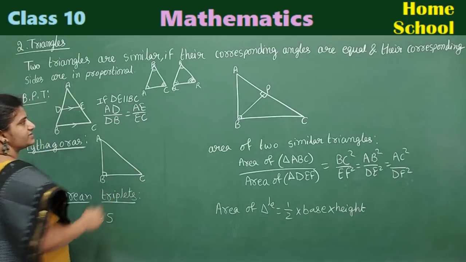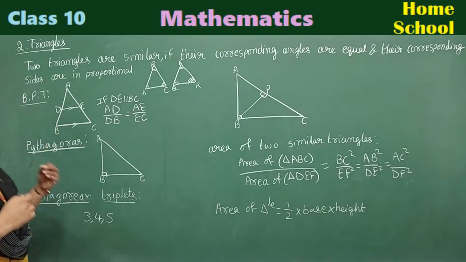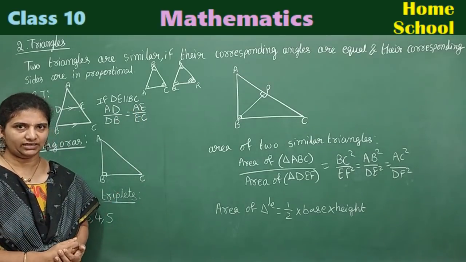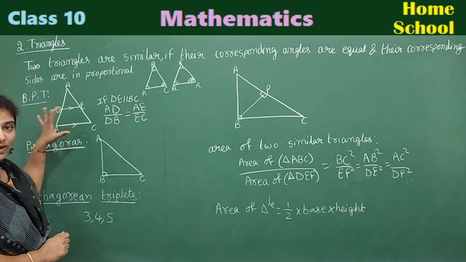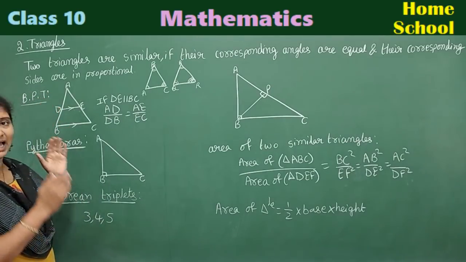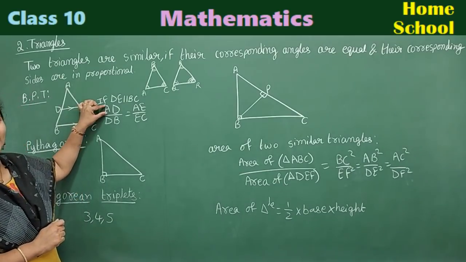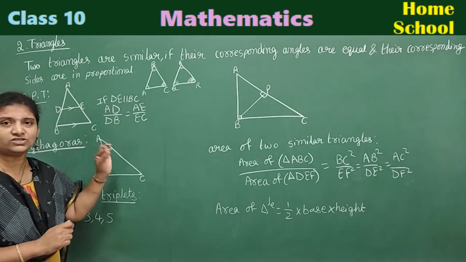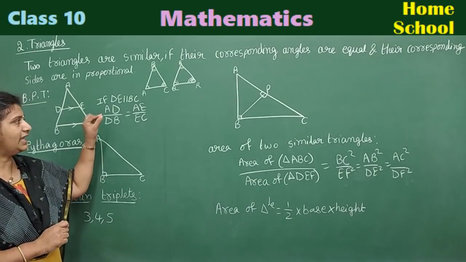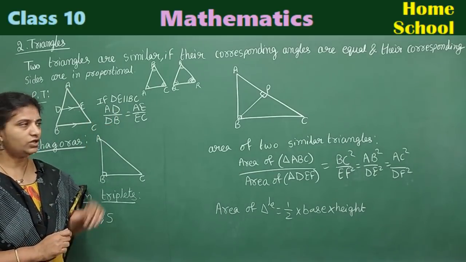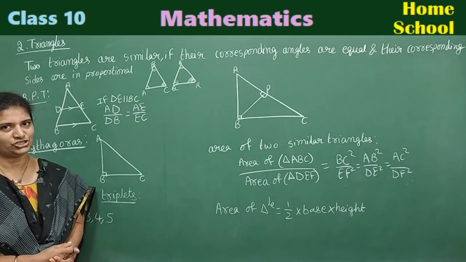Similarly, they may give you any type of triangle. If these two lines are parallel, you should be able to identify the ratios which are in proportion. They may give you AD, DB, AE, EC values, where any one value will be missing. You need to find it by using this ratio.